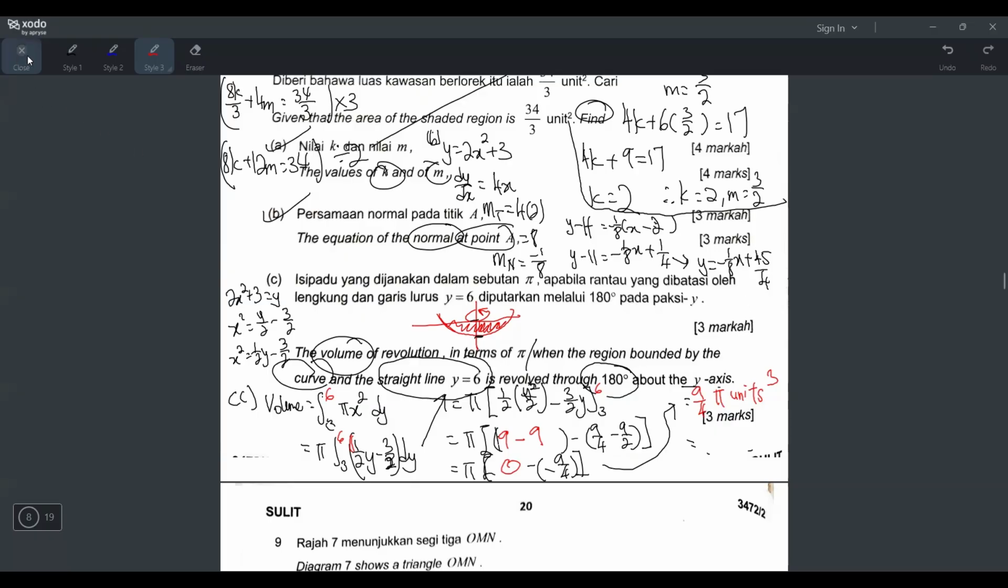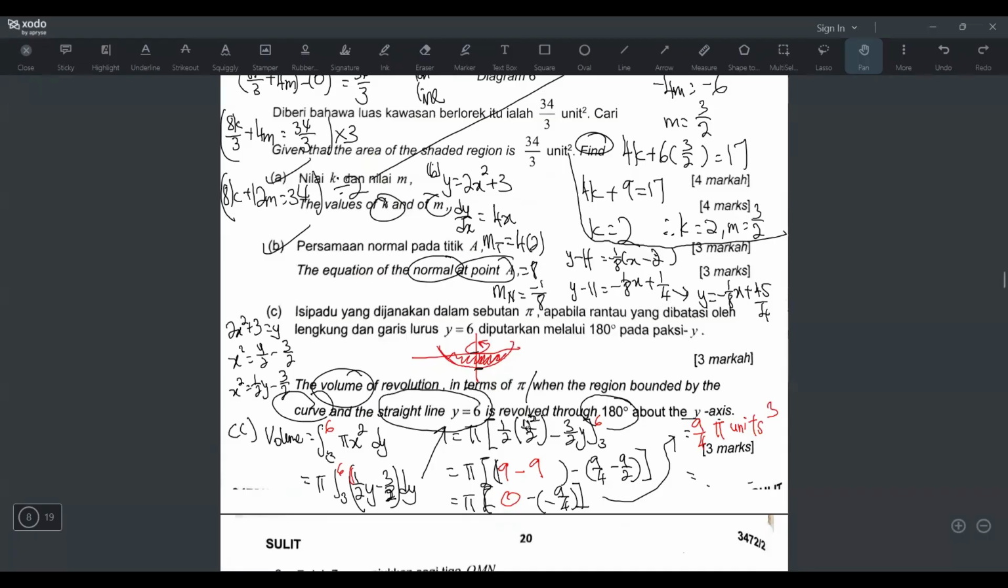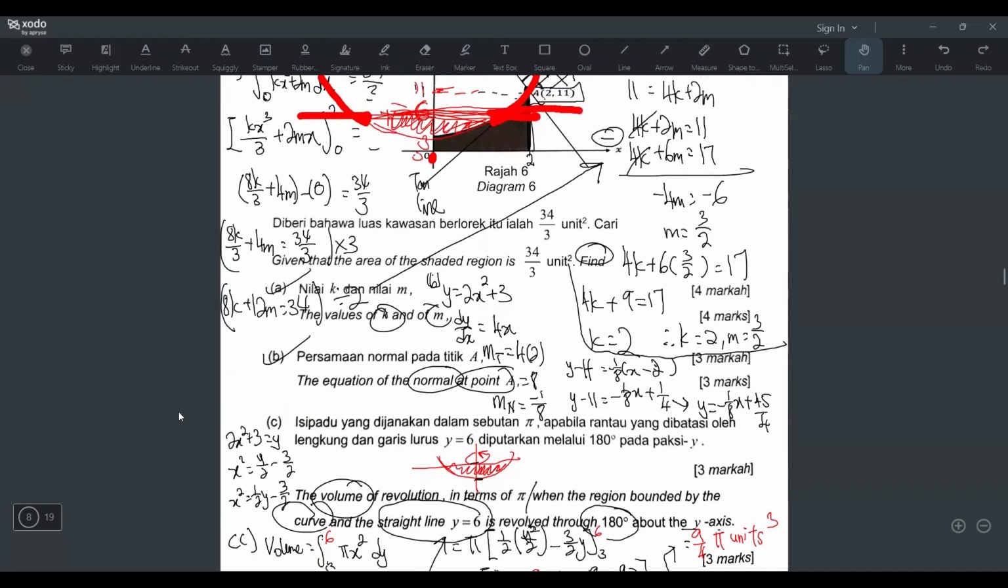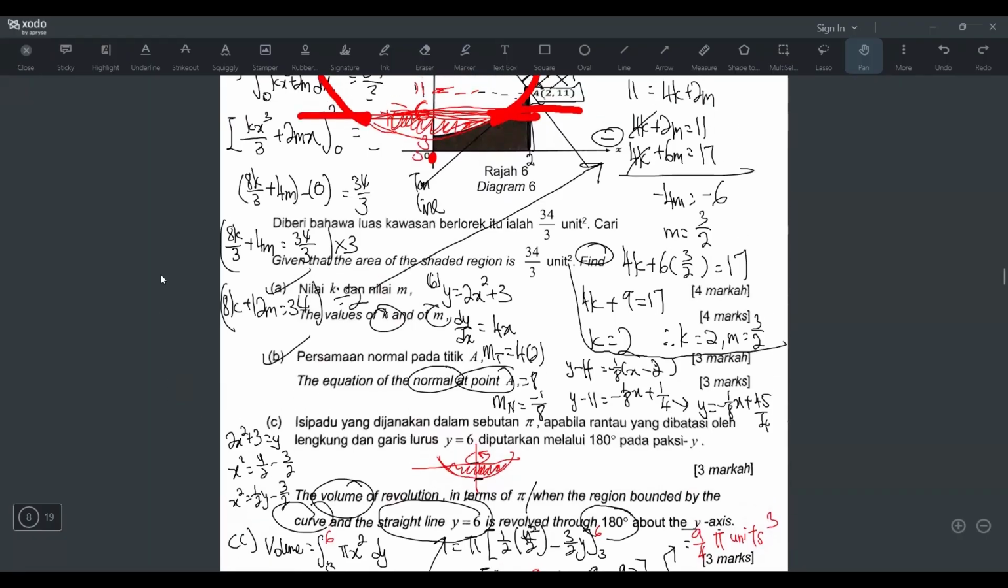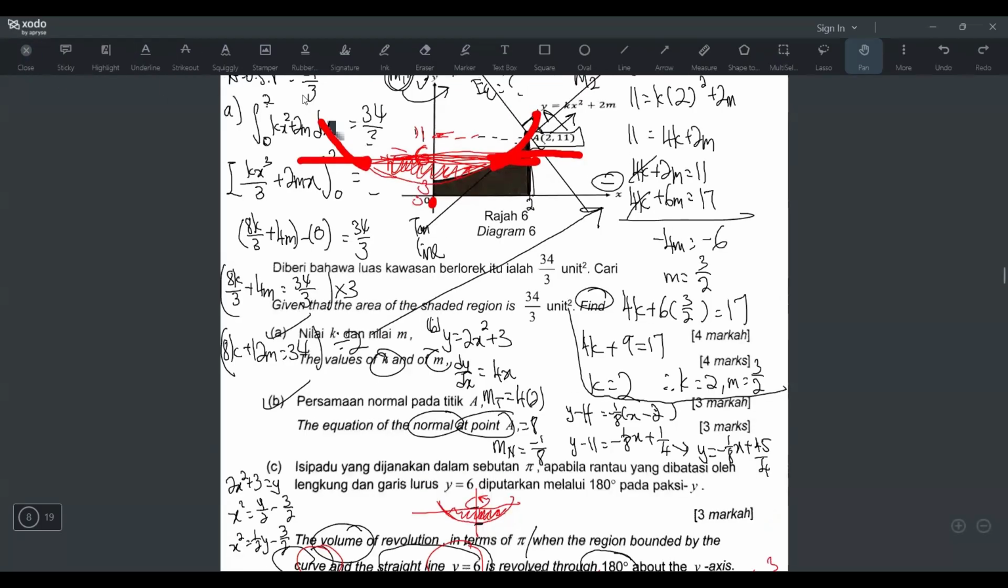Yeah, that's the answer. Okay, I know some students will ask me, hey sir, this one is revolve 180, so I should divide by 2, times 1 over 2, right? Okay, actually no need. I will not divide by 2. You know why? Because the region says region bounded by curve and straight line y equals 6. So if you look carefully, the region bounded by the curve and y is already here. So when you rotate 180, it's the same as this thing rotated 360 already.